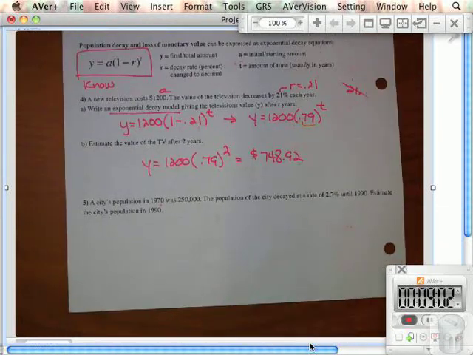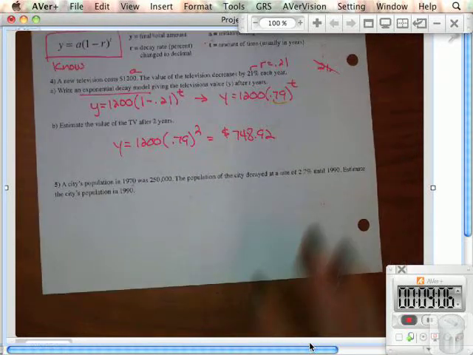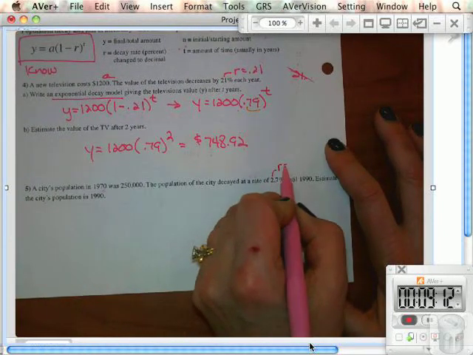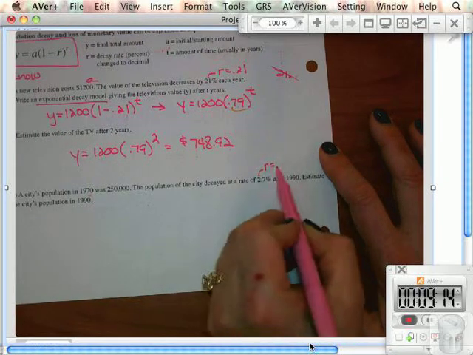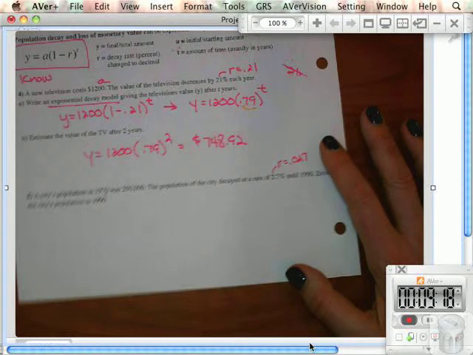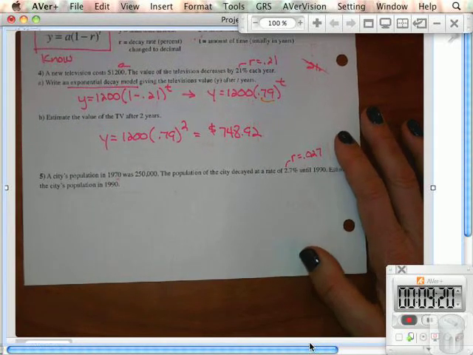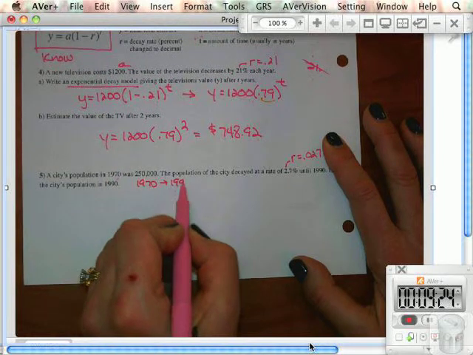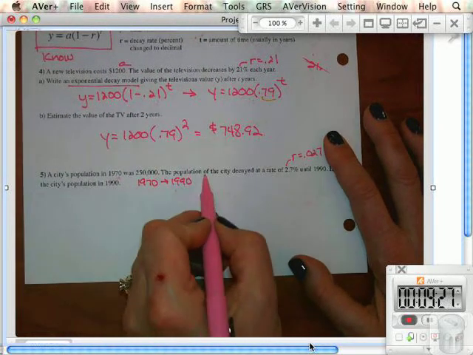All right, a city's population in 1970 was 250,000. The population of the city decayed at a rate of 2.7%. That means my R is going to be what? 0.027. Estimate the city population in 1990. Oh, wait a minute. So from 1970 to 1990, how many years is that? T equals 20.